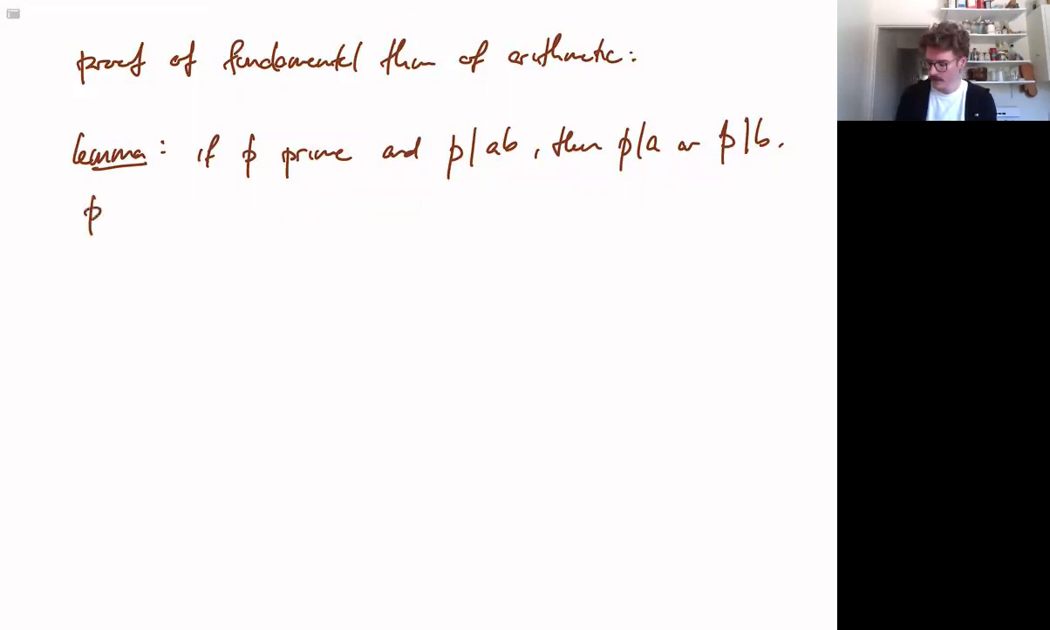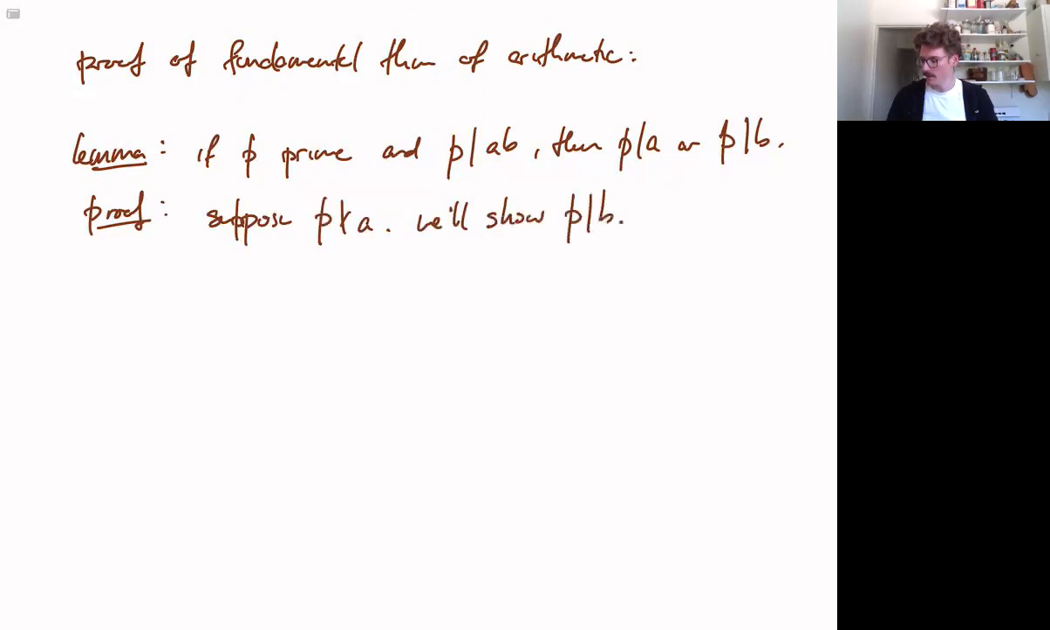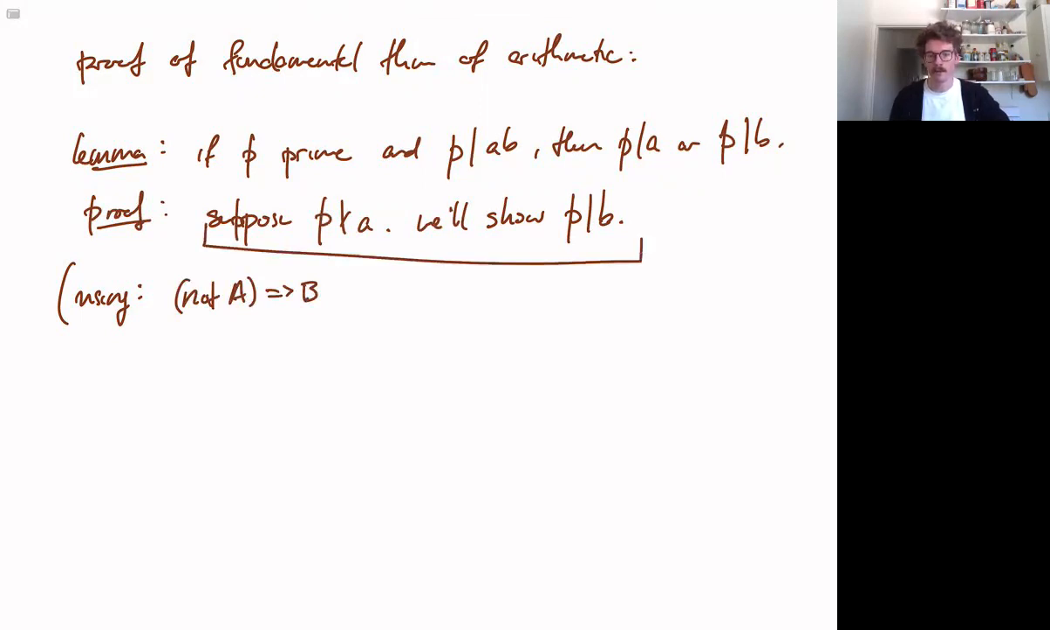Okay, so let's prove it. How do we prove this? So suppose P does not divide A. We'll show P divides B. And just for fun, let's have a little callback to our propositional logic. What are we saying here? We're using the fact that not A implies B, which is essentially what I'm saying here, is equivalent to A or B, which is what I'm saying here.